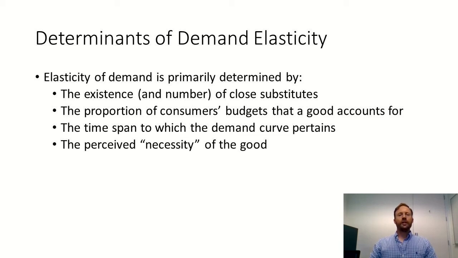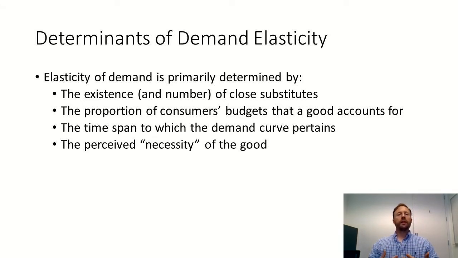In this video, we're going to discuss the determinants of demand elasticity. Remember that when we talked about the determinants of demand, we were asking about things that could shift the demand curve around. What are things that could shift the demand curve up and to the right to increase demand? What are things that shift demand curves down and to the left to decrease demand?